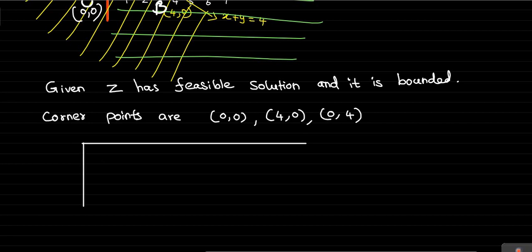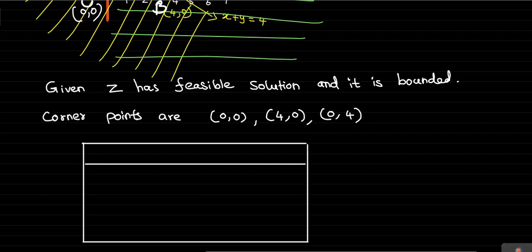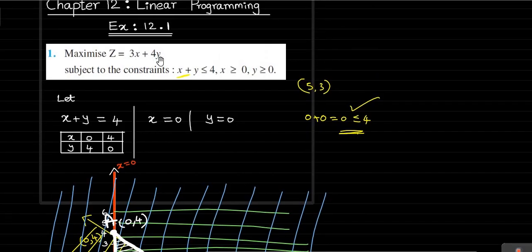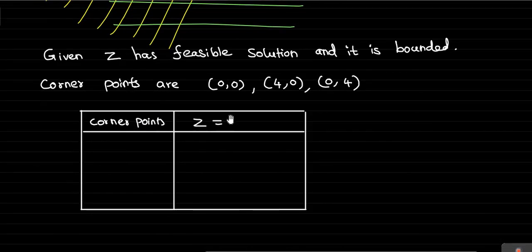So in the given question, what did they say? Maximize. So maximize means we have to find the maximum value of Z. So you can remember. So here are the corner points. And here, what is the given Z? The given Z is 3x plus 4y. Okay, now how many corner points do we have? 3 corner points, no?